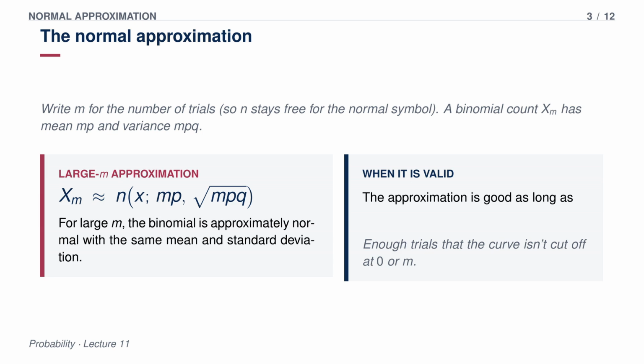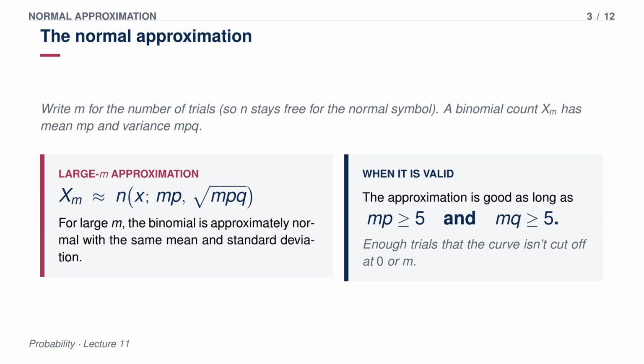Okay, let's name it precisely. One bookkeeping note. We'll write little m for the number of trials, just so the letter n stays free for the normal symbol. A binomial count has mean m times p and variance m times p times q. So here's the move. For large m, that count is approximately normal. N of x, mp, root mpq, same mean, same standard deviation as the binomial. We're not changing the center or the spread at all. We're just swapping the spiky bars for the smooth curve that shadows them.